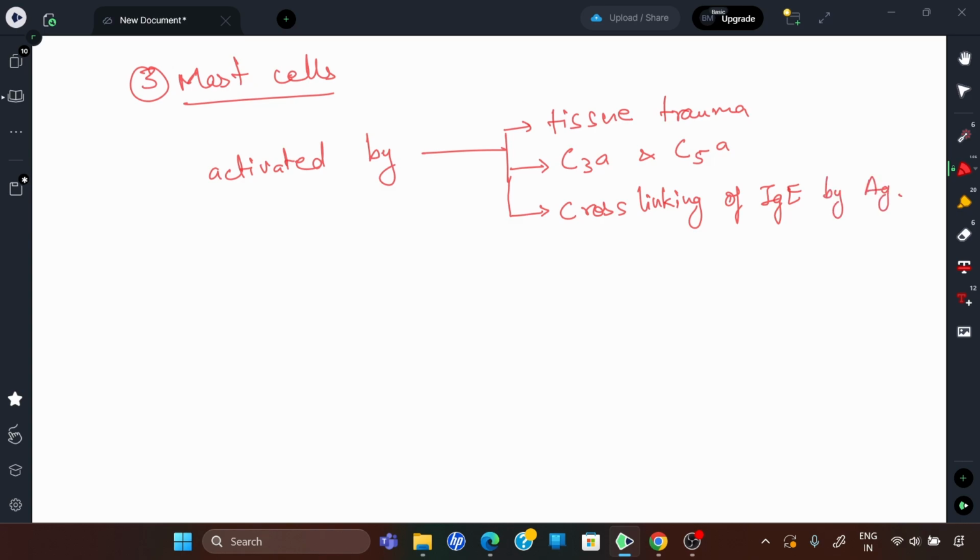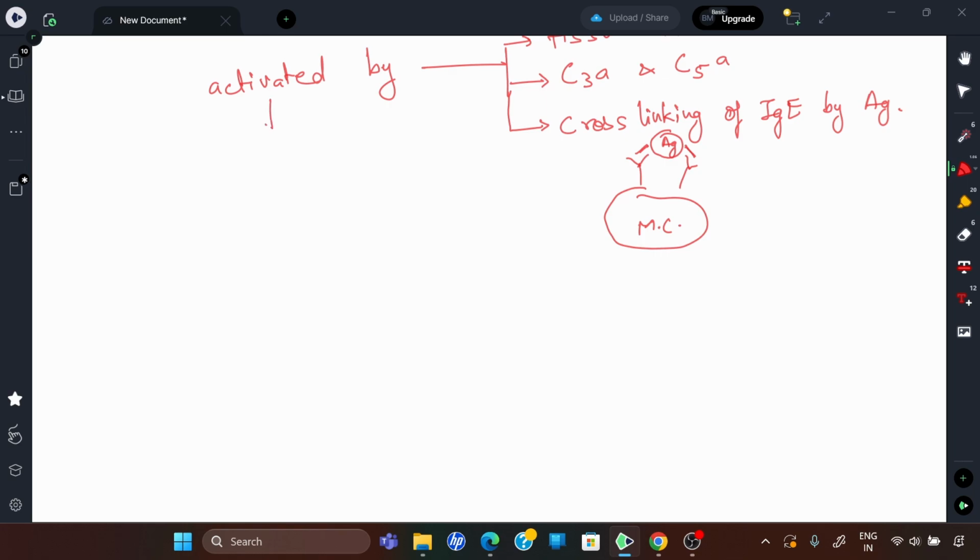So let's say you have a mast cell here, right? And you have one molecule of IgE here, one molecule of IgE here, on the surface of the mast cell. And you have this antigen that is leading to the cross-linking of these two IgE. This can result in activation of the mast cell. So these are the three main methods by which mast cells are activated. And when they are activated, they undergo degranulation, right?